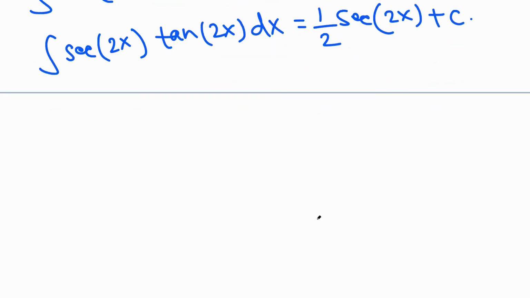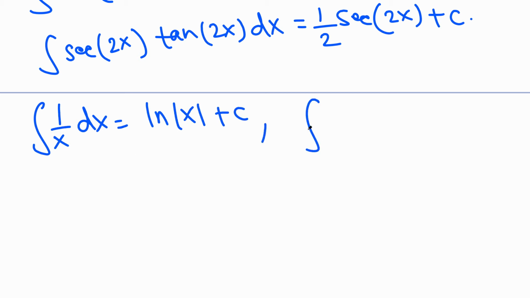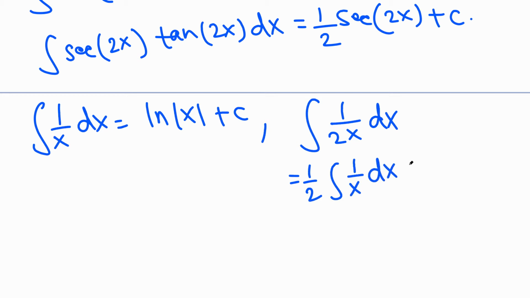Okay, and we know that when we have 1 over x, that's natural log of x plus c. But how about when we have 1 over 2x? This 2 can be pulled outside. That's on the bottom, so it becomes 1/2, times 1 over x dx. The antiderivative of 1 over x is just natural log of x. So though it's 2x, there is a product, so we can pull the 2 outside, and plus c.